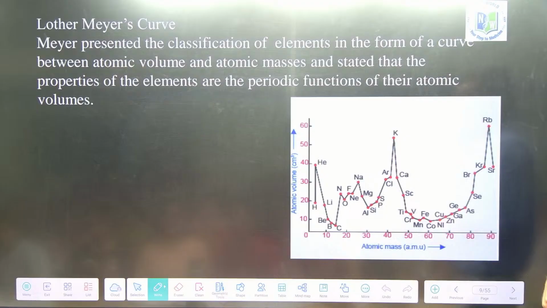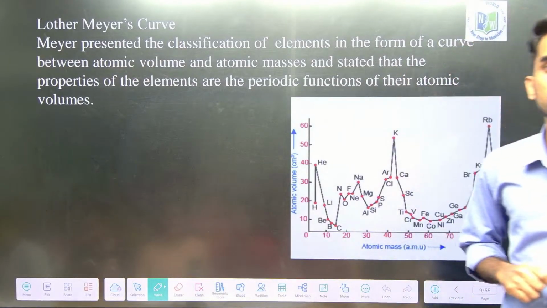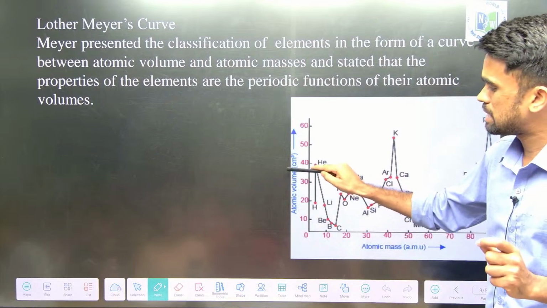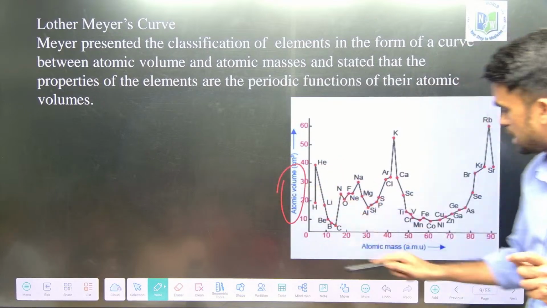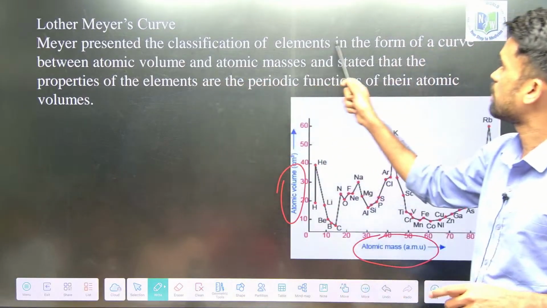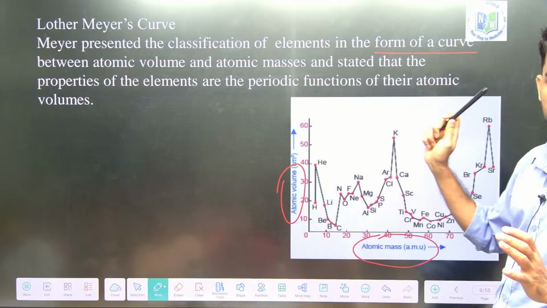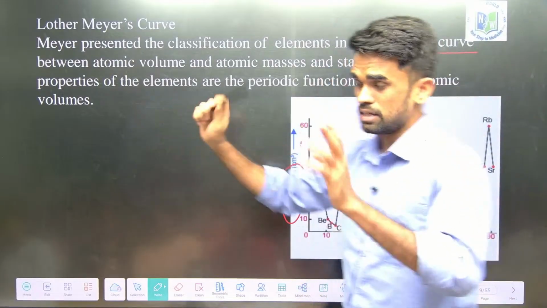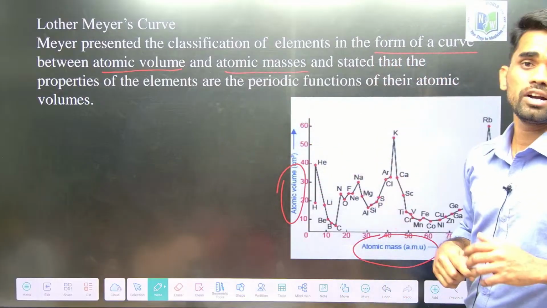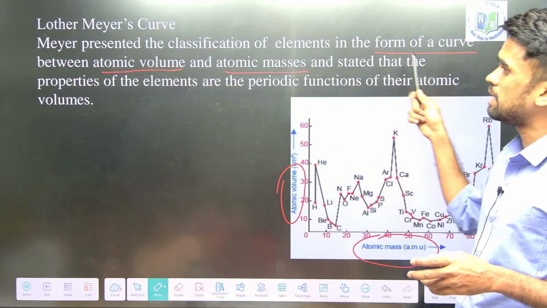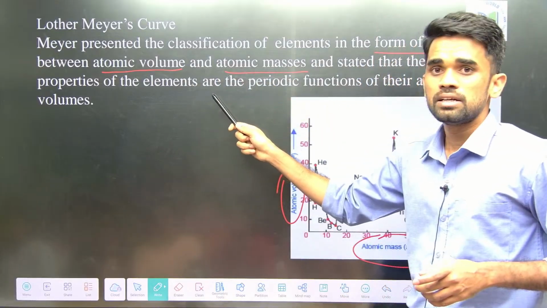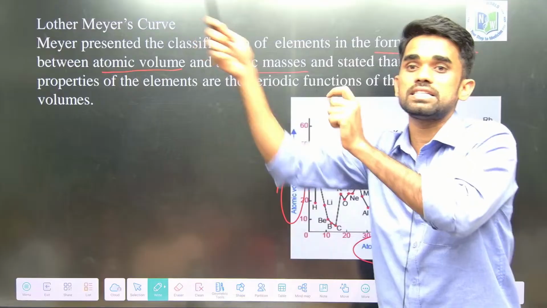Next, who is next here? Lothar Meyer. You remember it as the Lothar Meyer curve. He took some properties like atomic volume versus atomic mass. He presented the classification of elements in the form of a curve between atomic volume and atomic mass, and stated that elements having the same properties occupy the same positions on the peaks.